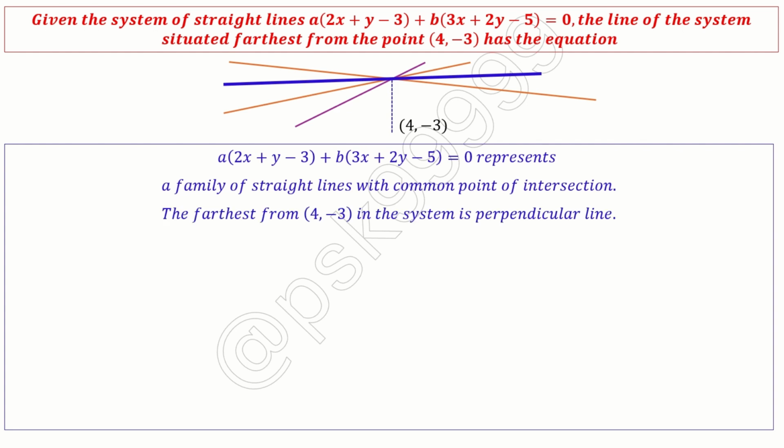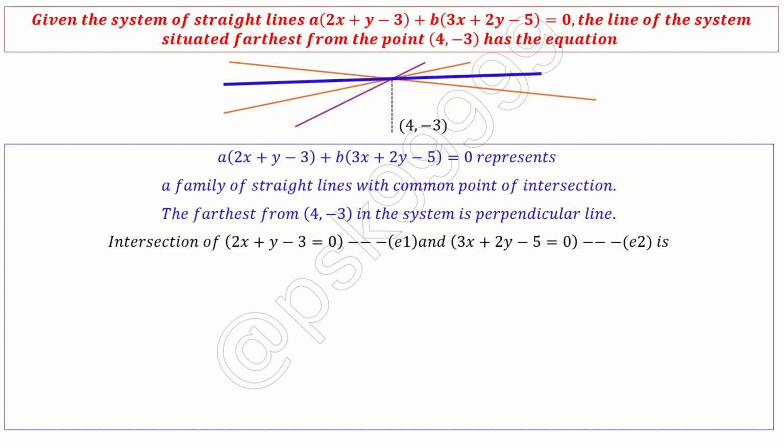The farthest from (4, -3) in the system is the perpendicular line. That is the farthest one. So let's find out the concurrency point first. This is equation 1, equation 2. If I solve it, I get the concurrency point which is (1, 1).